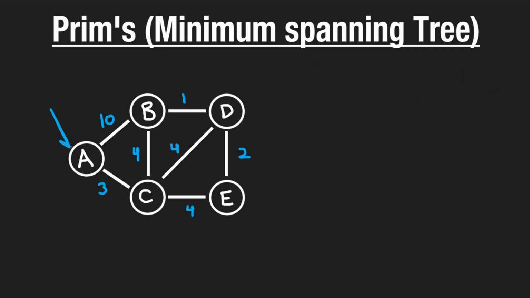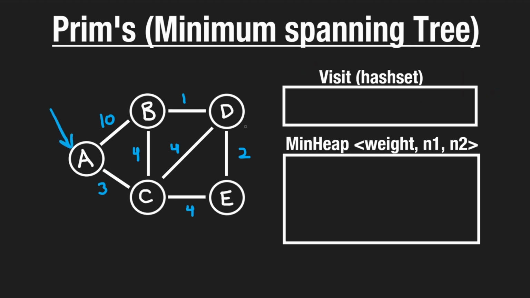So in this case, we're going to start at A. And we're also going to be using similar data structures. We're going to have a min heap as well. On that min heap, we're going to have 3 values. The one that we care about the most is going to be the weight, because that's going to decide which value we're going to pop first.